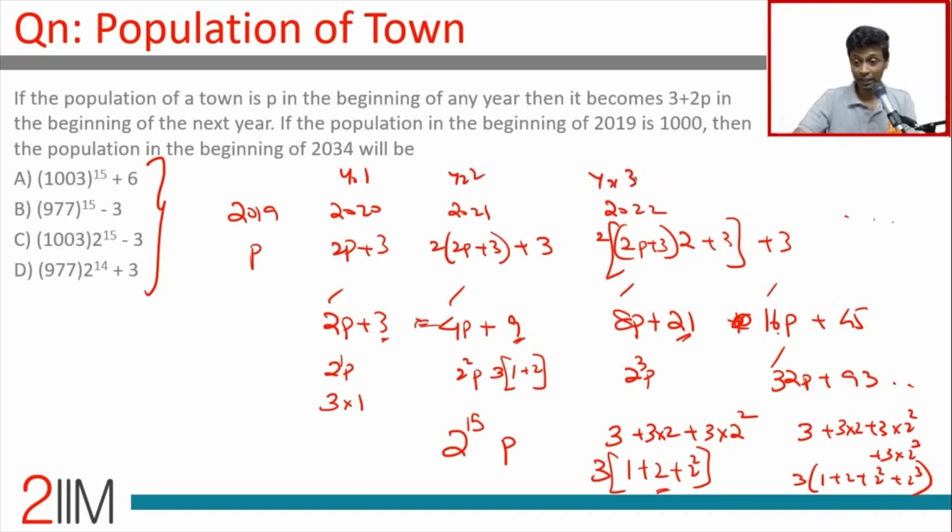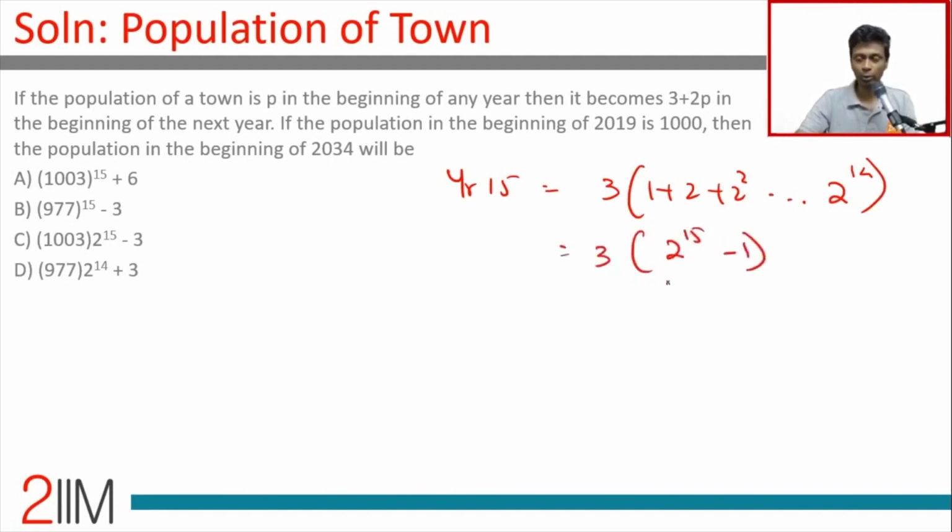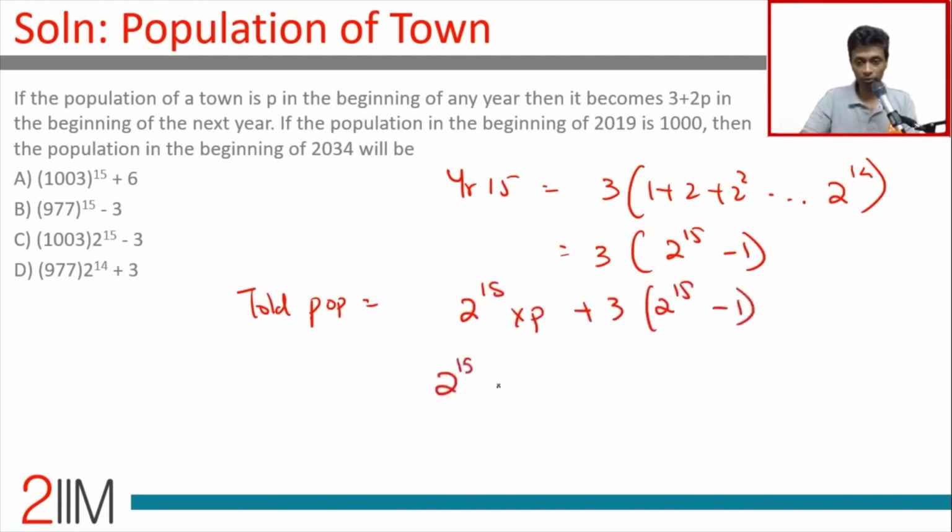Think about this. In year 3, there are 3 terms, 1 plus 2 square. In year 15, there will be 15 terms, 3 into 1 plus 2 square, all the way till 2 power 14. This we know is 3 into 2 power 15 minus 1 by 2 minus 1. So the total population would be 2 power 15 into p plus 3 into 2 power 15 minus 1, or 2 power 15 into p plus 3 minus 3. P is 1000, so 2 power 15 into 1003 minus 3.